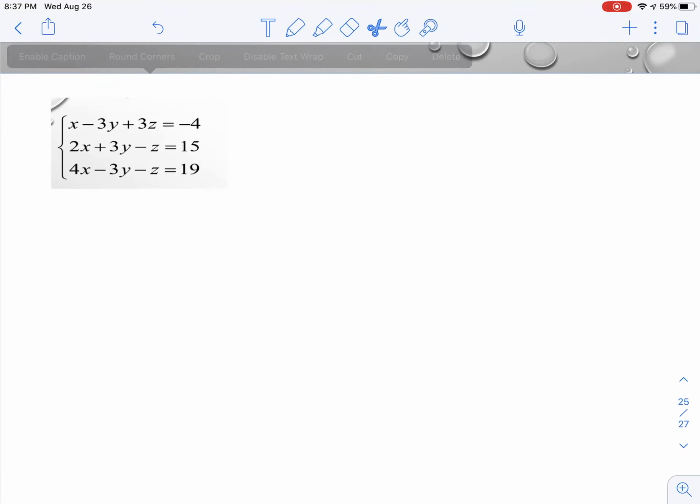Okay, and I want to look at this and think to myself, is there a variable that's going to be really, really easy for me to use to try and get rid of a variable in my other two equations? And right off the bat, the one that sticks out to me is x in equation number 1. Okay, I can multiply equation number 1 by negative 2. And when I add it to equation 2, I'm going to get rid of this 2x here. And then I can do my second elimination step, multiply equation number 1 by negative 4. And when I add it to equation 3, I will get rid of this 4x here. Okay, so let's go ahead and do that and see what it's going to look like.